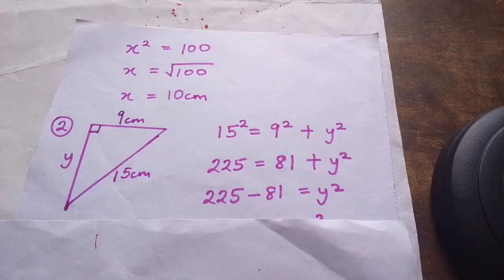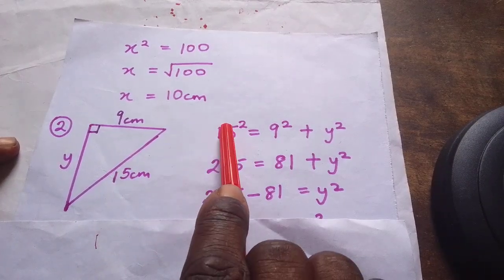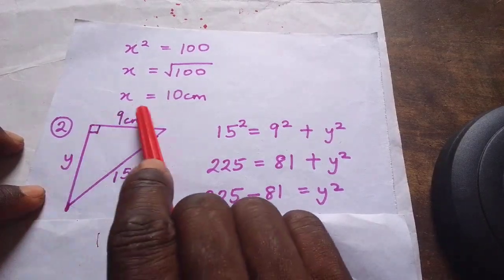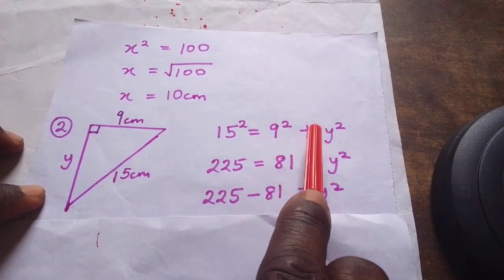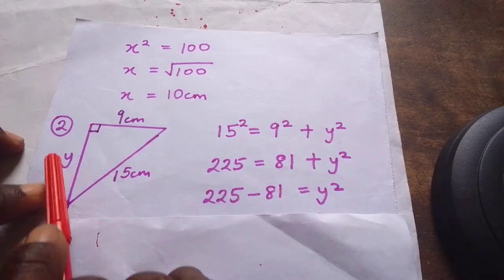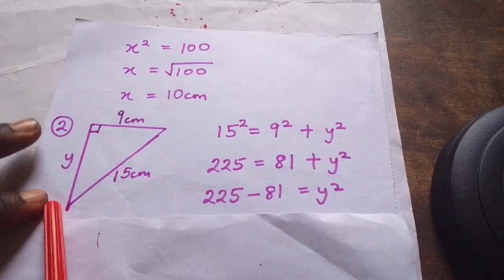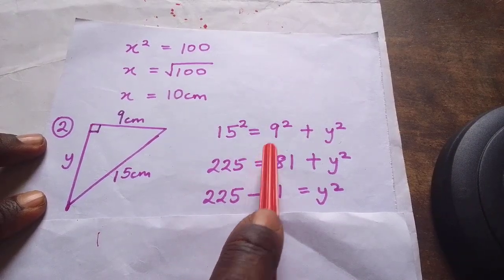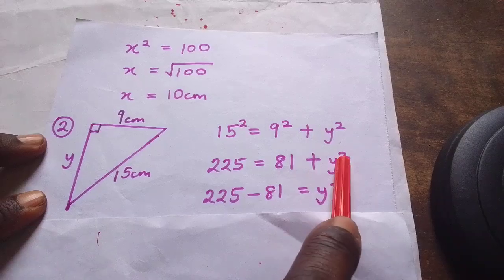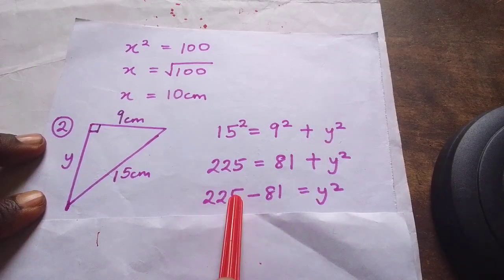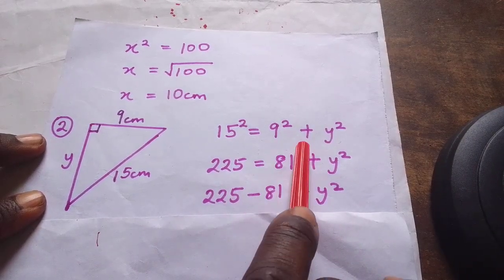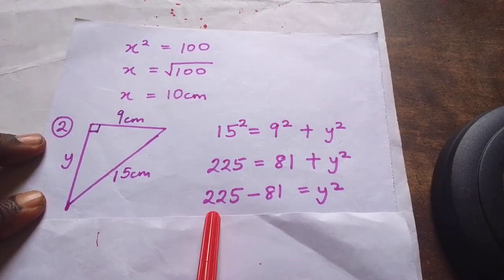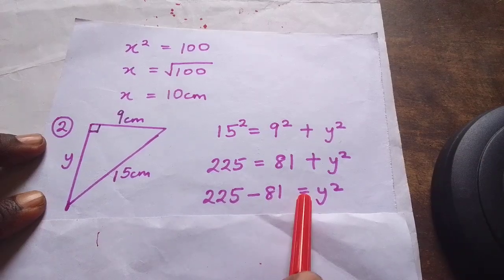So the law says that the square of the hypotenuse, that is 15 square, should be equal to the addition of the squares of the other two sides. So that means you have your 9 square plus this y square. You are told to look for the value of y. So now 15 square is equal to 225, is equal to 9 square, which is 81, plus y square. So this is plus 81 here. Whenever plus crosses the equality sign, it will turn to minus 81. So 225 minus 81 should be equal to y square.